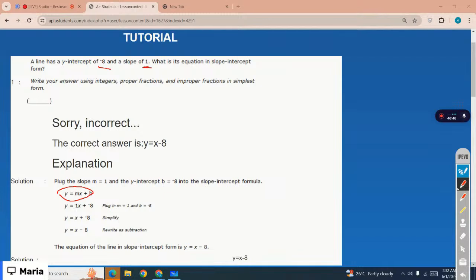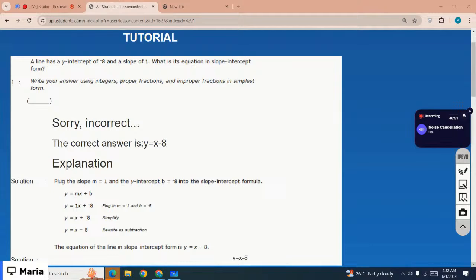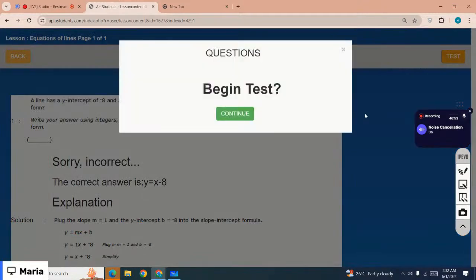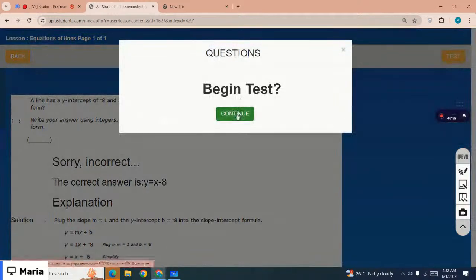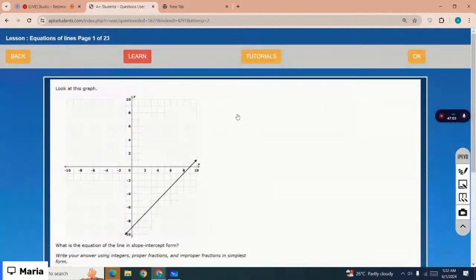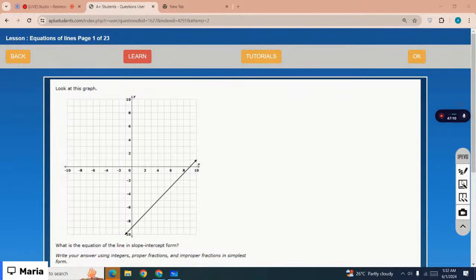Okay, let's just start with the test questions. Look at this graph. What is the equation of the line in slope intercept form? So you are given the graph. You need to find two things. The first one is you have to find the y-intercept and you have to find the slope.